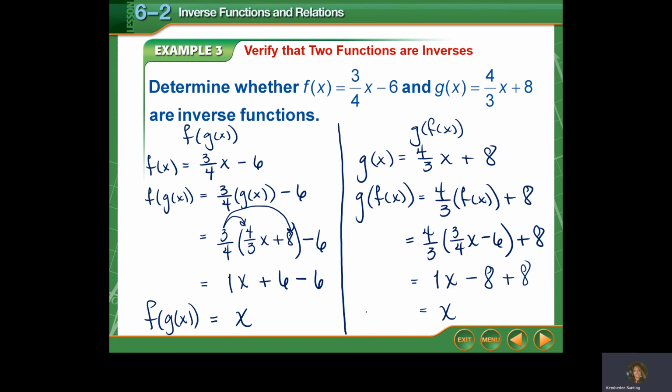So did we just show that g of f of x is equal to x? All right, so f of g of x equals x. G of f of x equals x. So what may I conclude about f of x and g of x? They're inverse functions. They're inverses of each other. How do we feel? Make sense? You will have to show this process on the test.